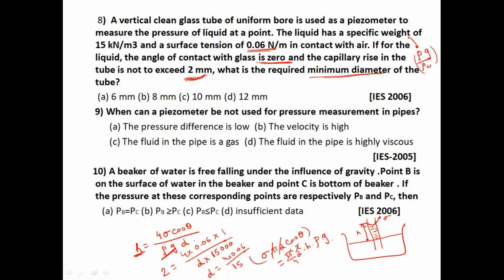Next: when can a piezometer not be used for pressure measurement in a pipe? We have seen it. The piezometer cannot be used when the fluid in the pipe is a gas, because a gas cannot give a level. Low pressure difference, high velocity, and high viscosity can all be handled. So the answer is C.